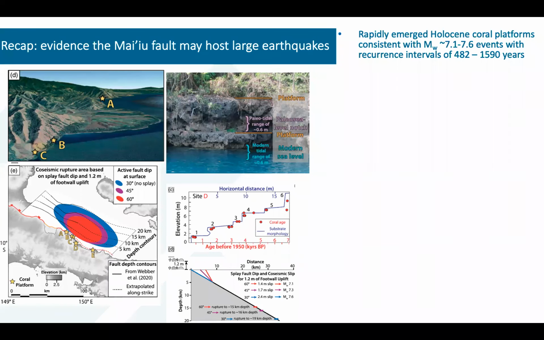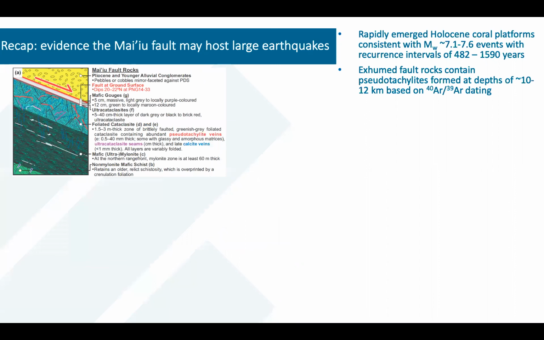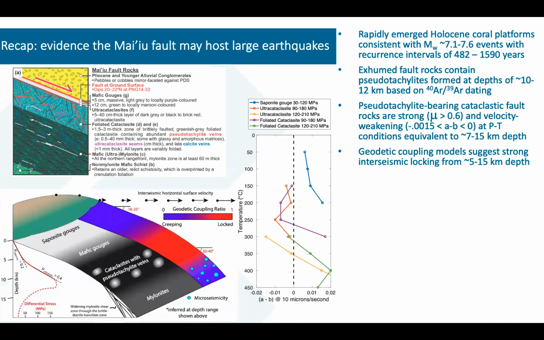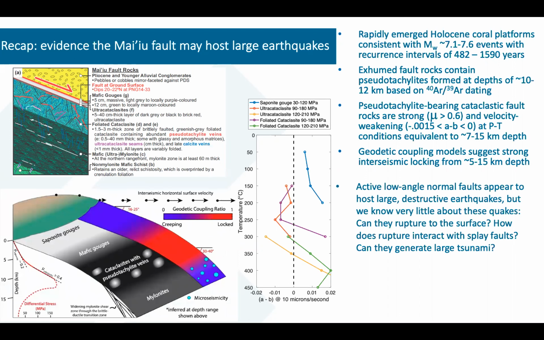We'll run through this slide quickly, but this is just a recap of some of the evidence that the Mayu Fault might host large earthquakes. Like we've talked about, the corals record paleo earthquakes. Syntectonics are good indicators that the frictional results line up, and we end up with results pointing towards geodetic coupling that's strongest from 5 to 15 kilometers depth.